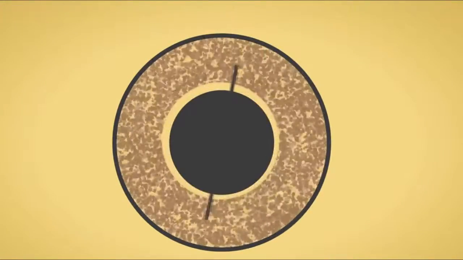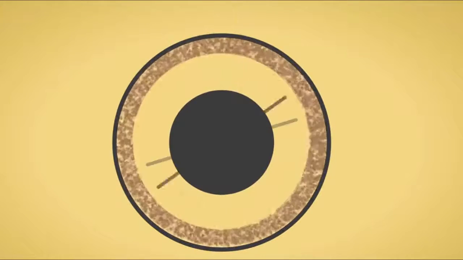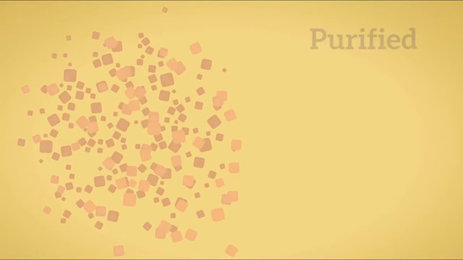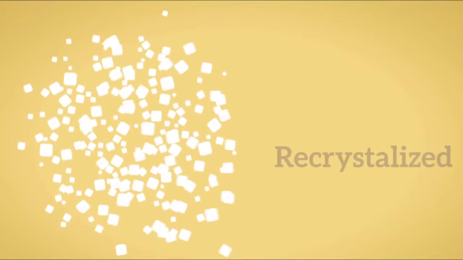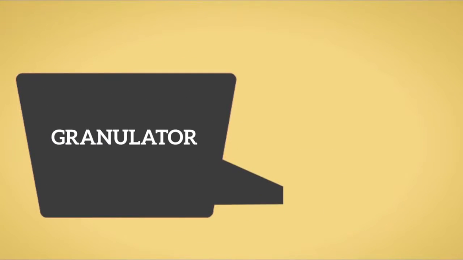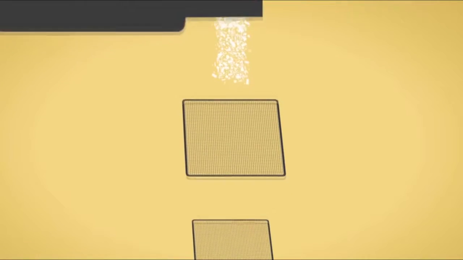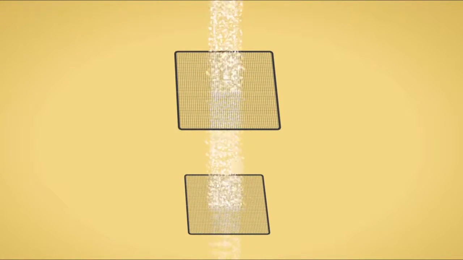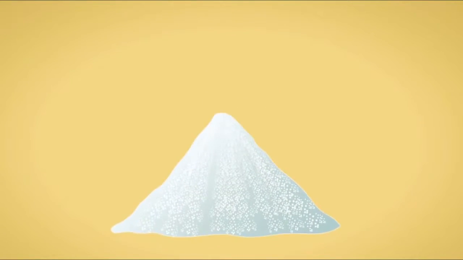From there, it is moved into centrifuges, where centrifugal force squeezes out any remaining liquid, leaving, you guessed it, dry sugar crystals. Now the crystals are purified, decolorized, recrystallized, and dried in a large granulator. Next, they are sized by running them through a variety of screens, all to remove any impurities and make the sugar crystals just the right size and color. The end result is pure cane sugar.